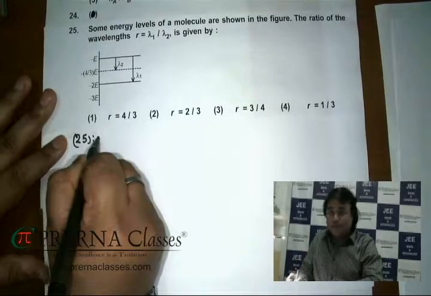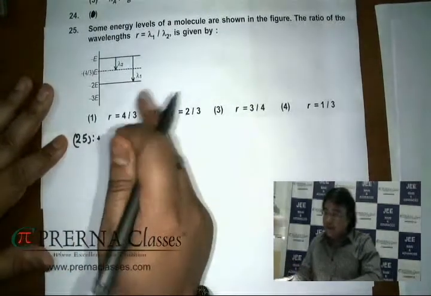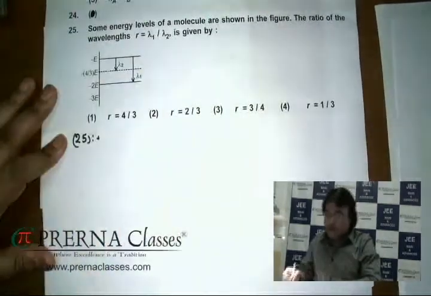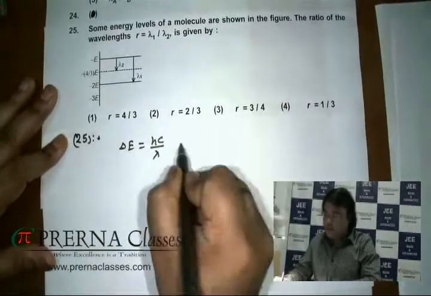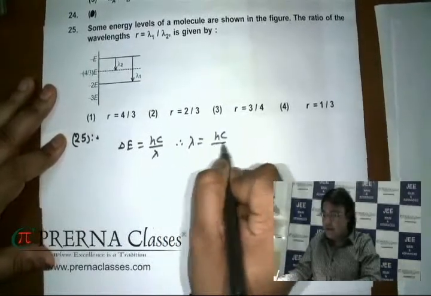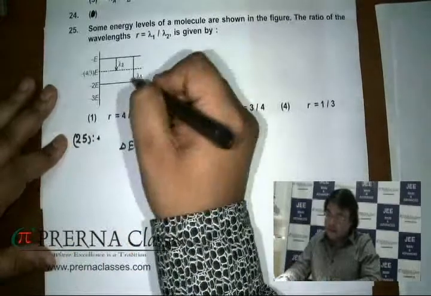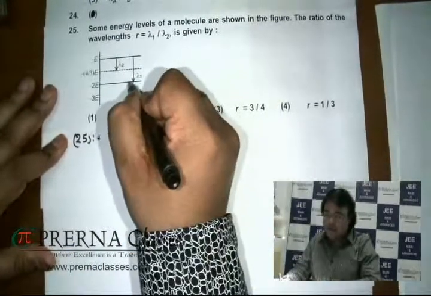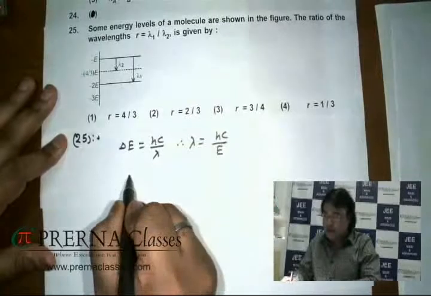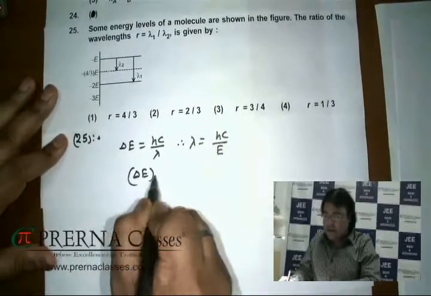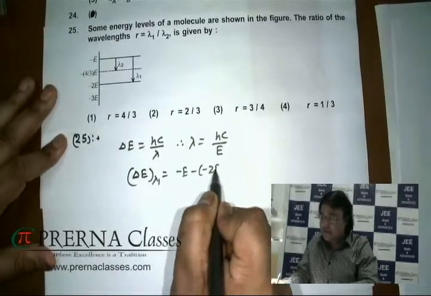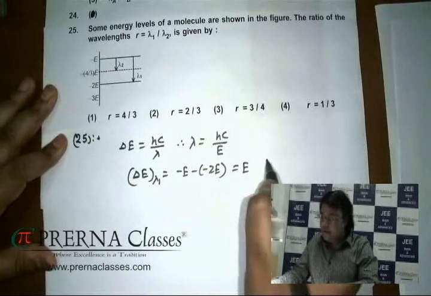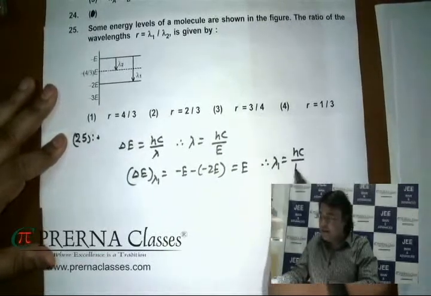Okay. Next one, question number 25. It is based on energy. Transition of energy, we have delta E equal to hc by lambda. So the expression of lambda is hc by E. Now for lambda 1, here it is a transition from minus 2E to minus E. So what would be delta E for lambda 1? It is minus E minus of minus 2E, so you can say E. So the expression of lambda 1 will be hc by E.